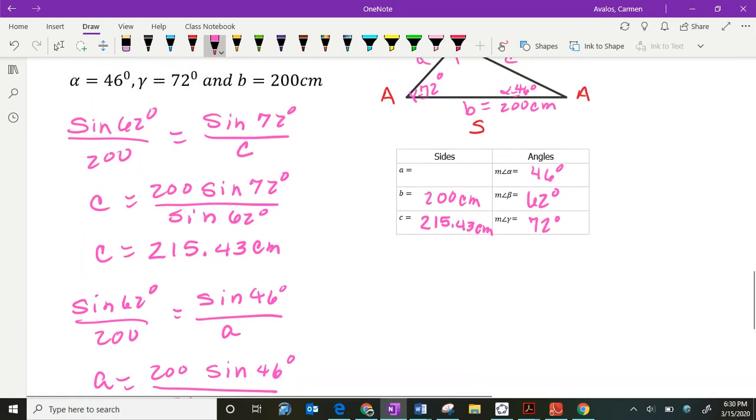And that makes sense because this has to be the smaller side, 162.9 centimeters. And there you go. Smallest angle, smallest side, medium, biggest. Very good. That is the law of sines in using case 1.